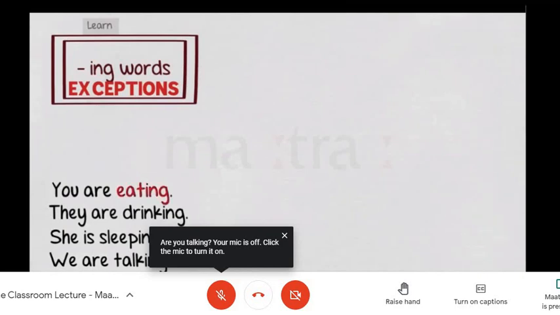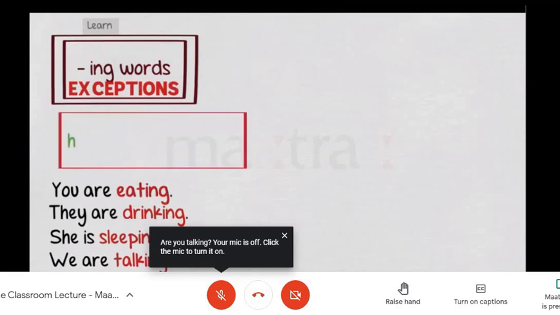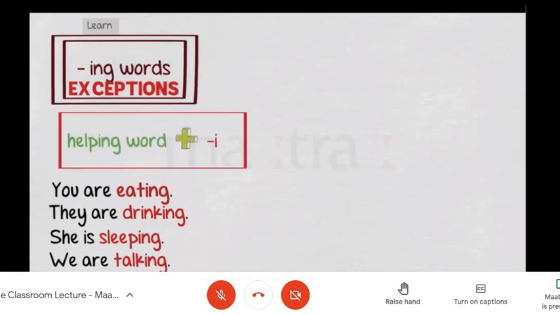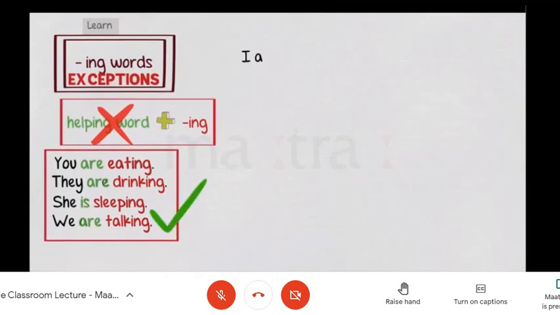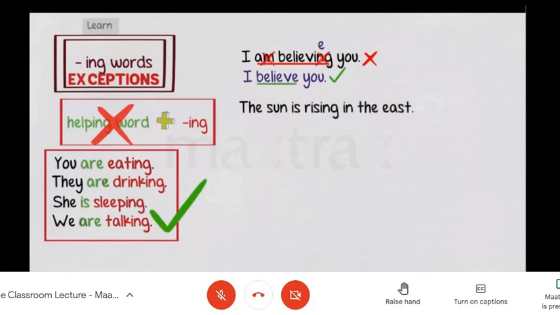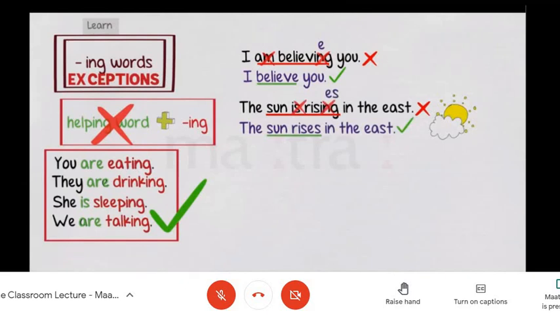Though we can add ing to almost all action words, there are some words which cannot be used in the format of helping word plus ing. I am believing you. I believe you. The sun is rising in the east. The sun rises in the east.